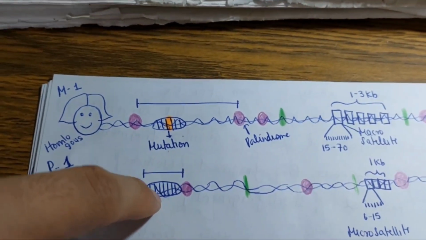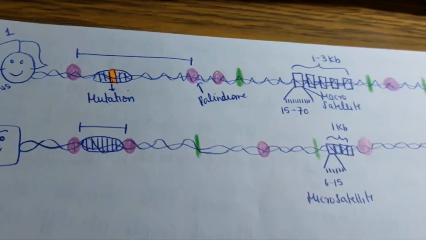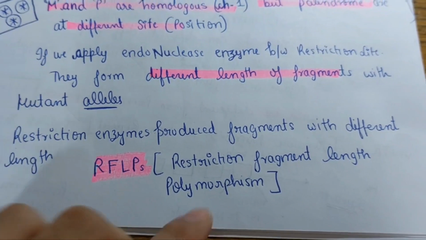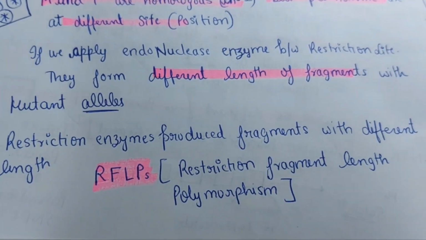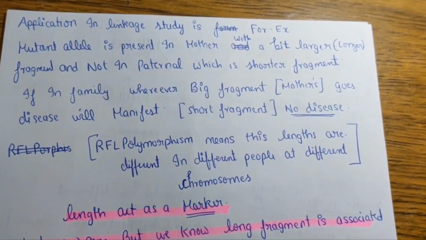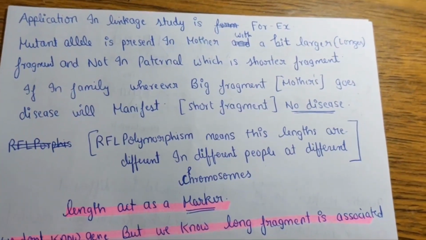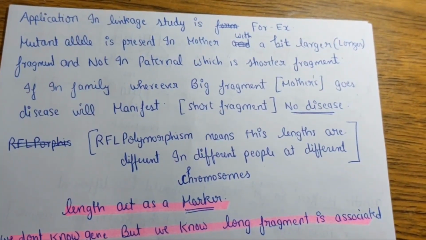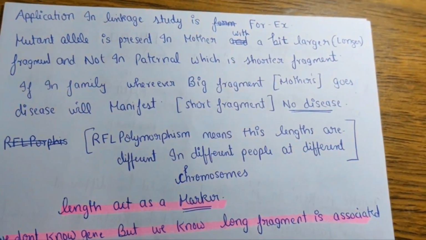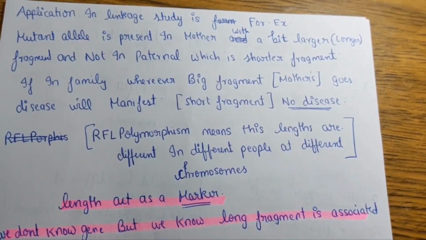And not only that, the length of the paternal fragment is smaller and the length of the maternal fragment is longer. And this fragment which is formed is called RFLP, that is restriction fragment length polymorphism, and it is a type of genetic marker. So we can use this concept as the mutant allele is present in the mother. The mutant allele present in the mother has a longer length or a larger fragment. And in the paternal, there is a shorter length and a shorter fragment. So whenever in a family the larger or the longer fragment goes, the disease will be manifested. And if the shorter fragment comes in the baby, the disease won't be manifested.